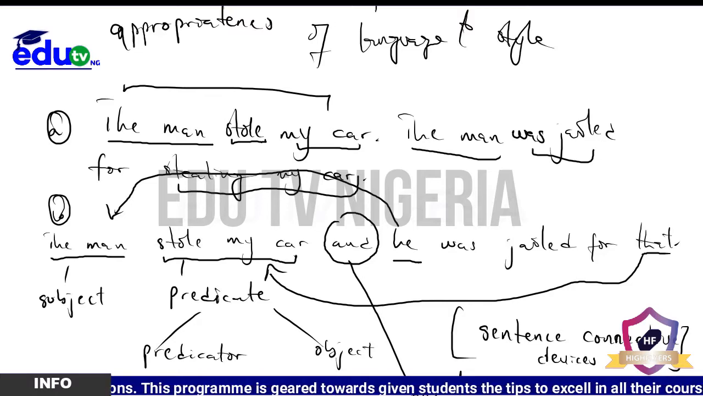So in sentences A, the man stole my car, the man was jailed for stealing my car. In B, we have the man stole my car and he was jailed for that. He replaces the man, the subject. That replaces the whole of the predicate, stole my car. Do you understand? I believe you do. So let's go to instances of coherence.